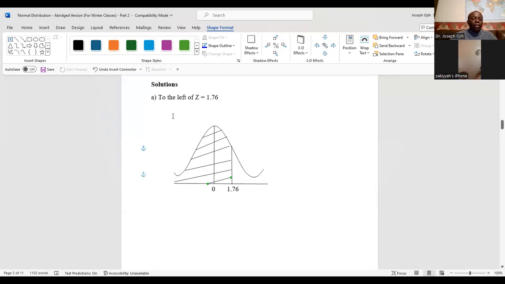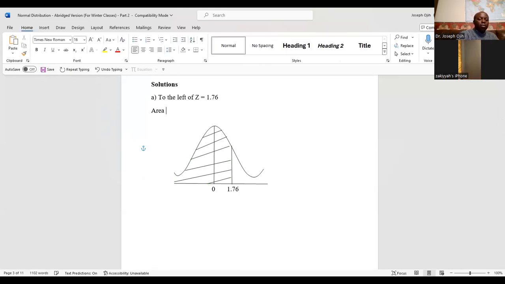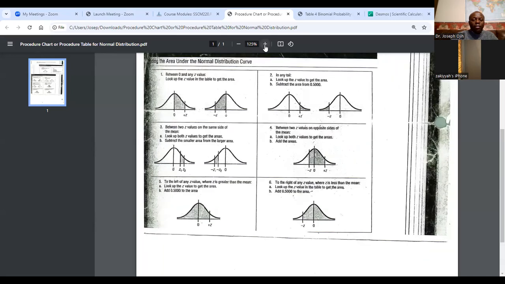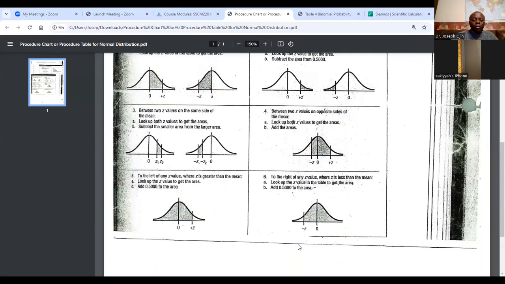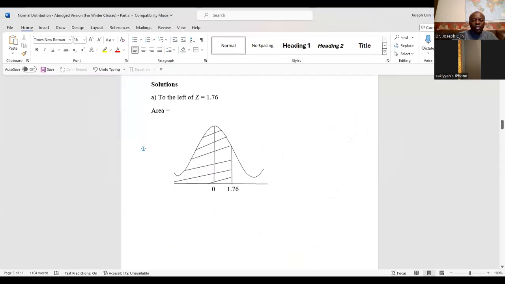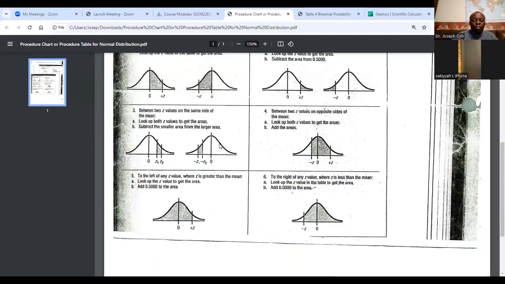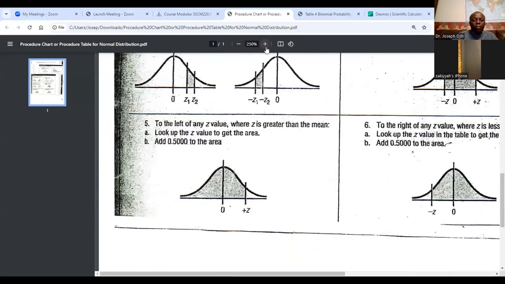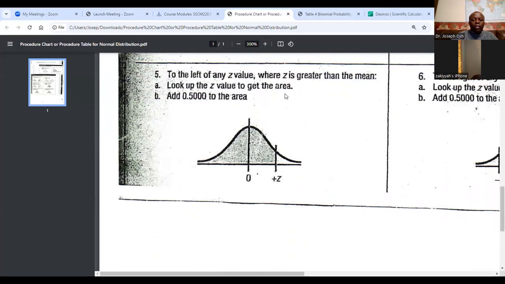Now, once you have that, you're looking for the area, right? You write your area equals. Now you go to the table, to the procedural chart right here. Once you come to that chart, you look for the chart that looks exactly like the one I just drew. It must look exactly like it, and the chart that does that is this one here. Let's see what it says. It says look at the Z value to get the area, add 0.5 to it.